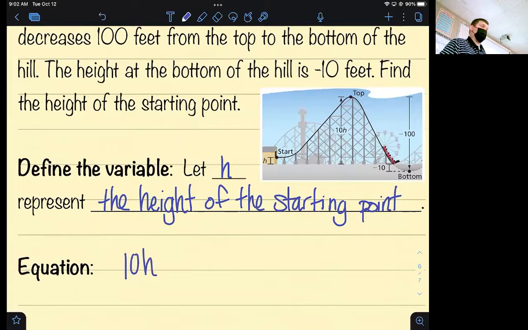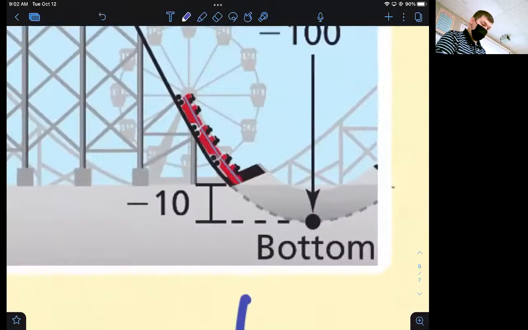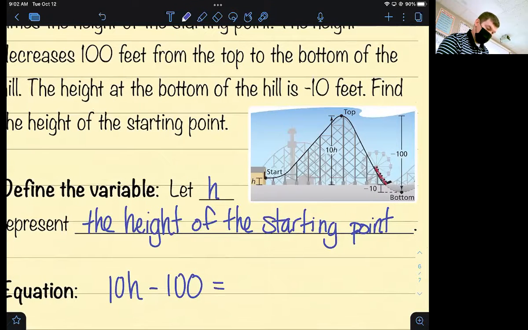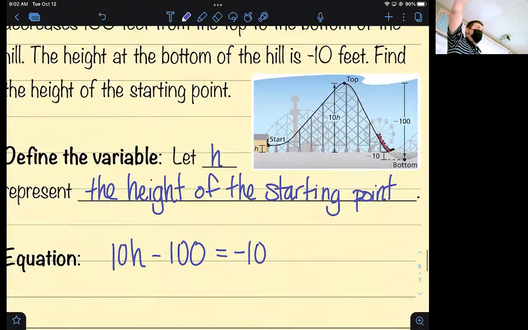So there's me at the top of the hill. I'm going to go down the hill. And when I go down the hill, my height decreases by 100. And when I'm at the bottom of the hill, what's my current height? Negative 10. So that is going to equal negative 10. There's my equation. Top of the hill is 10H. I go down 100 feet. Now I'm at negative 10.